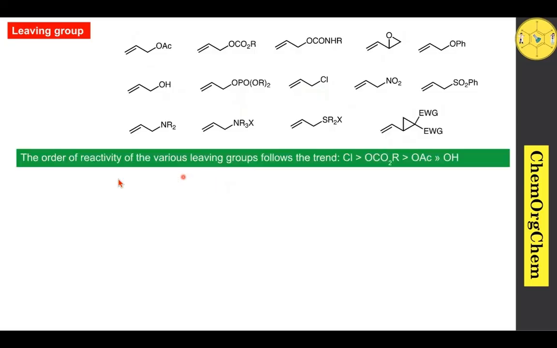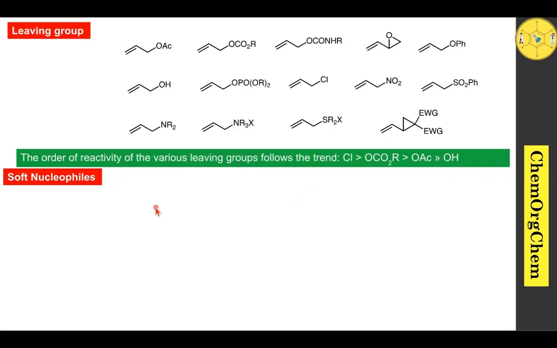In case of the order of reactivity of the various leaving groups, it follows this trend: allylic chloride is more reactive when compared to allylic carbonate, allylic acetate, and allylic alcohol. So allylic alcohol is one of the least reactive in the Tsuji-Trost allylation reaction.